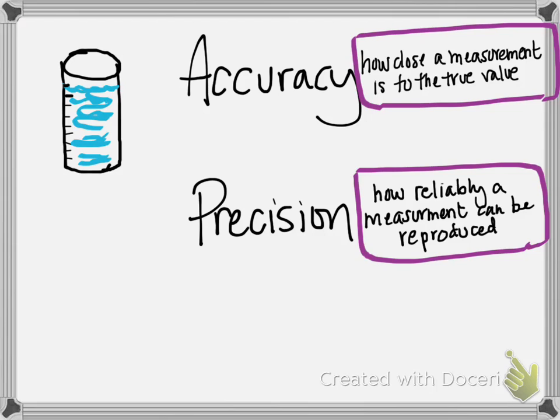Now, if I know that there's 1 liter of water exactly, and you measure it and tell me the first time that there's 0.75 liters of water, and you measure it 5 more times, and each time you come back with the same answer, yep, 0.75 liters of water, your measurement is precise, but it's not accurate. The goal in all of our measurements in the chem lab is to make our measurements both accurate and precise. That is, close to the true value or correct, but also measurements that we can reliably reproduce again and again and again.